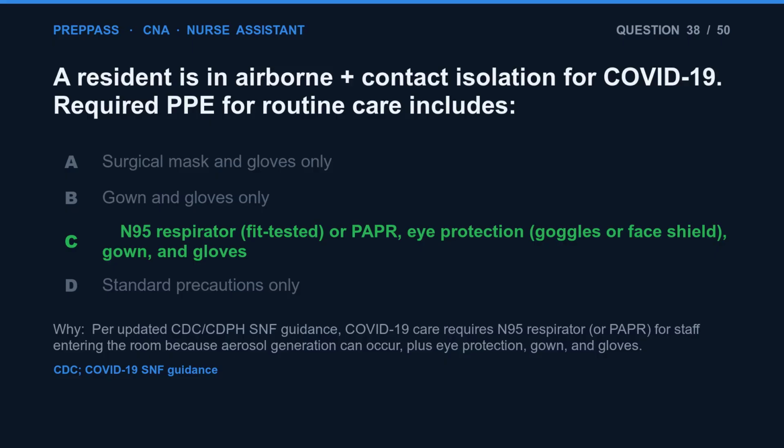The correct answer is C. Per updated CDC/CDPHSNF guidance, COVID-19 care requires N95 respirator, or PAPR, for staff entering the room because aerosol generation can occur, plus eye protection, gown, and gloves.